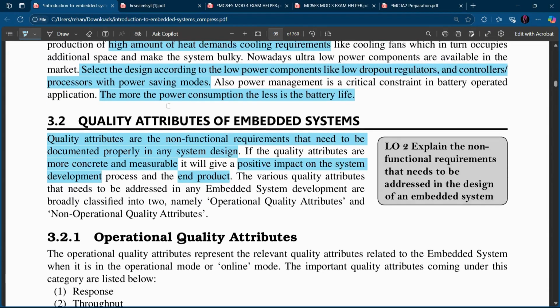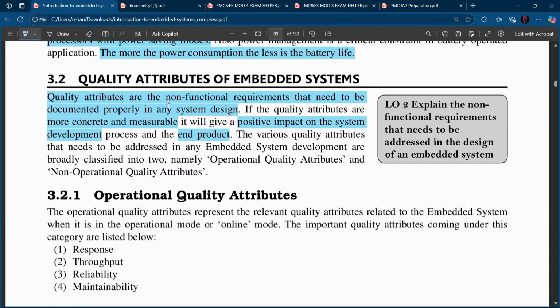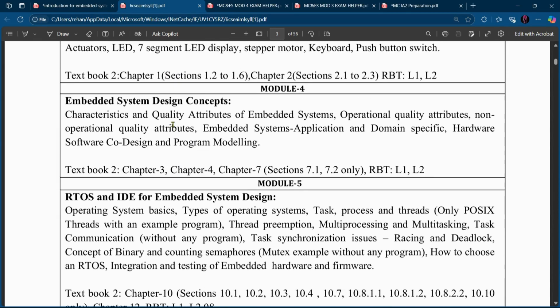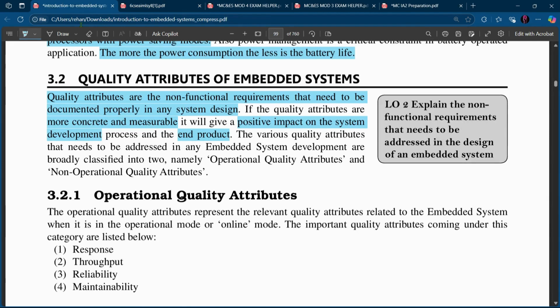Welcome everyone. We'll move to the next topic in this session: quality attributes of embedded system. If you look into the syllabus copy, the quality attributes come as the second topic, right? It's not a vast chapter, but you just have to understand a few things. Then you'll be able to write anything for final examinations.